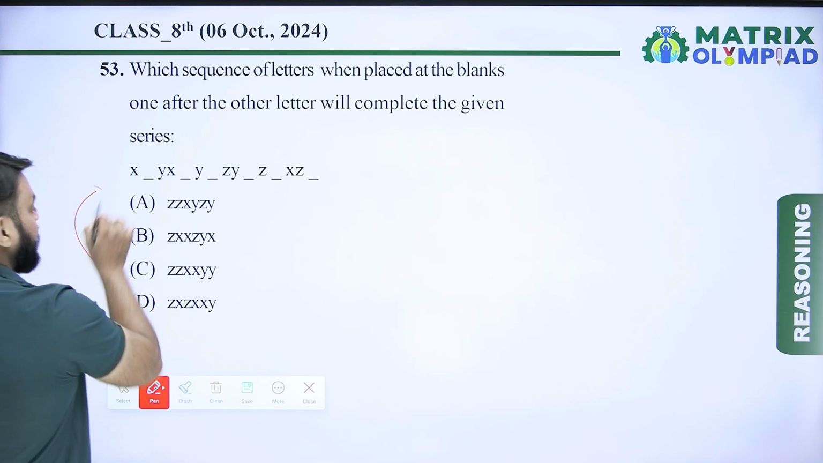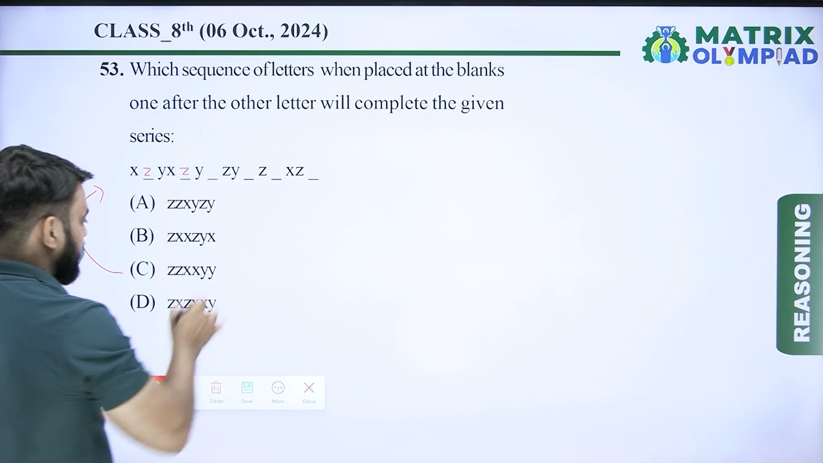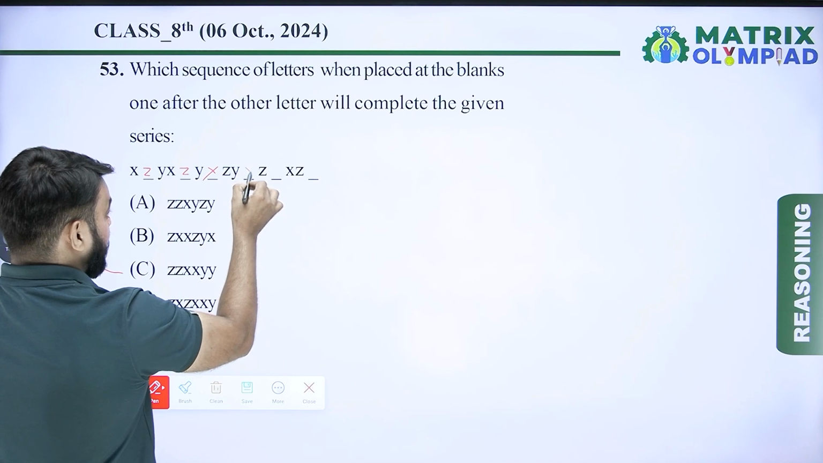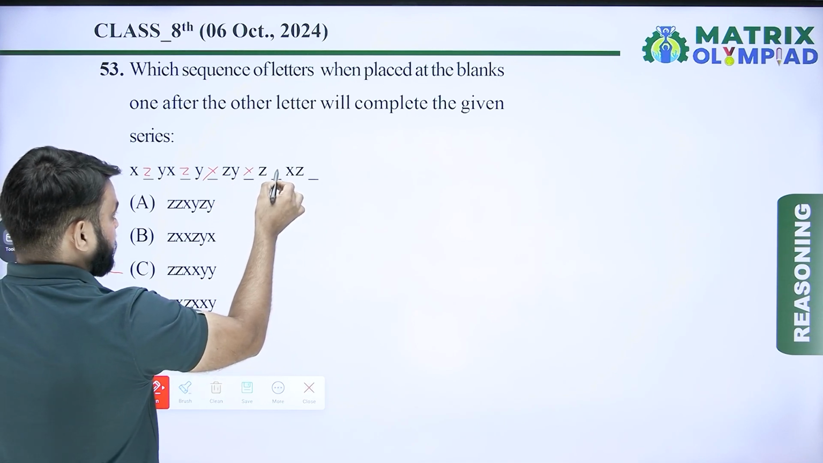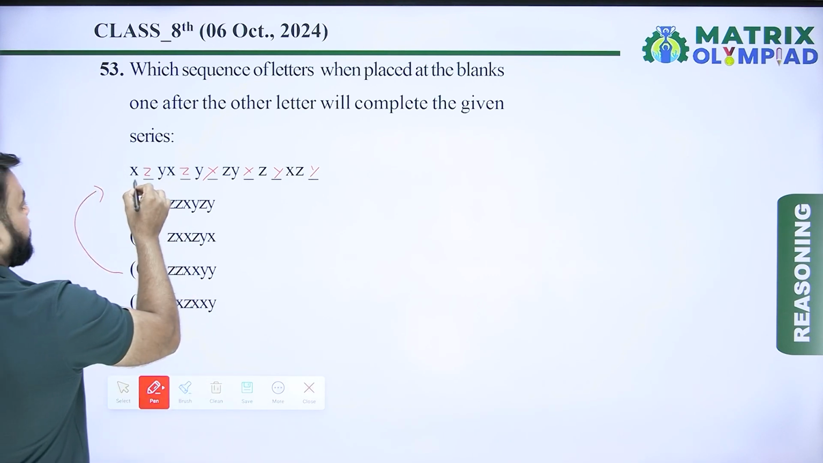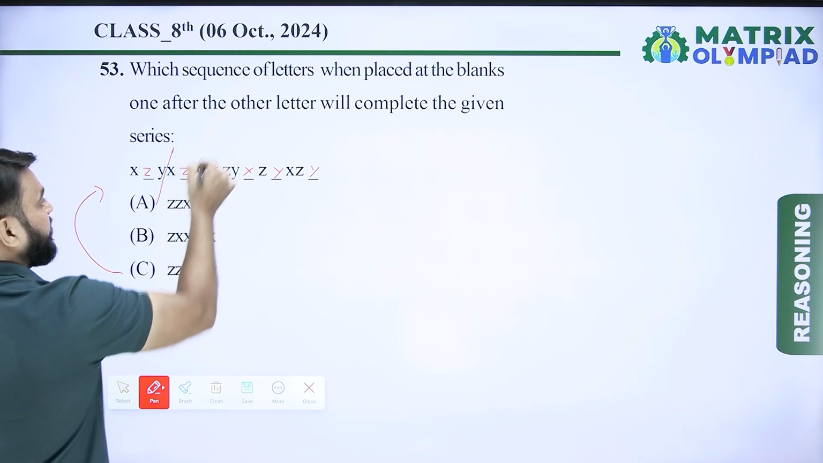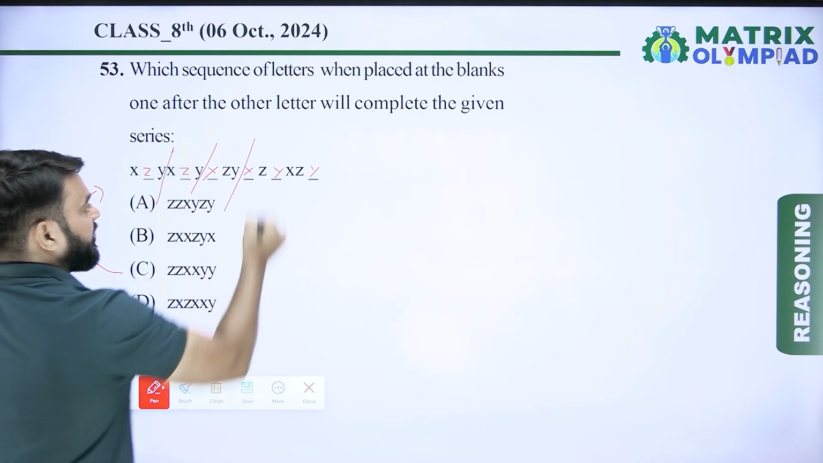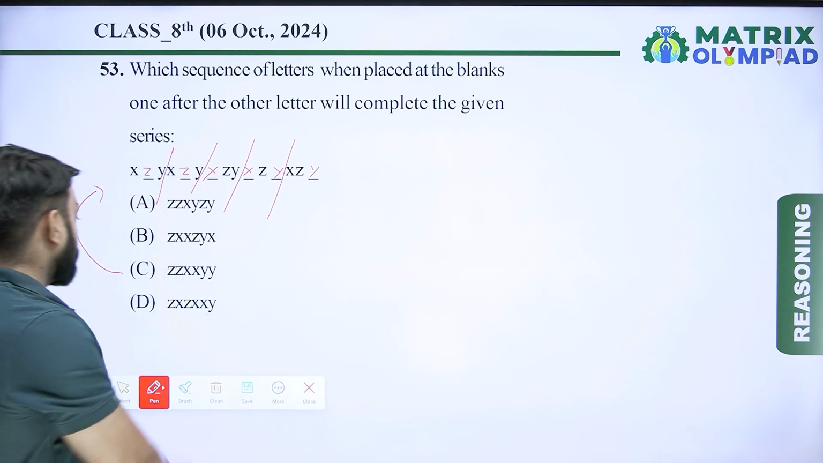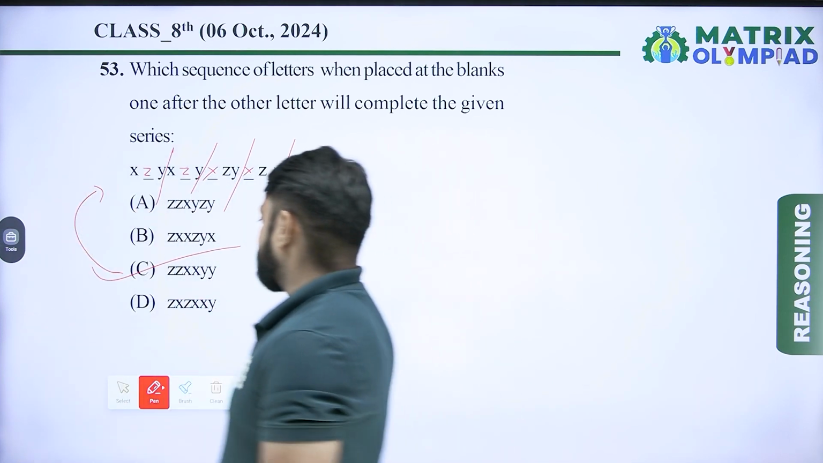Now taking option C. According to option C, the first blank is Z, the second blank is also Z, the third blank is X, the fourth blank is X, the fifth blank is Y, and the sixth blank is Y. So the pattern is X, Z, Y, X, Z, Y, X, Z, Y, X, Z, Y, X, Z, Y. XZY and XZY, so a defined pattern is found from option C. So option C is the correct answer of this question. Let's move to the next question.